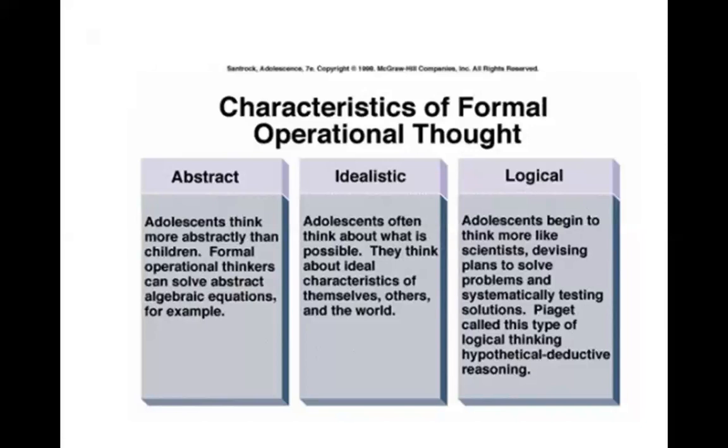Characteristics of formal operational thought: adolescents think more abstractly than children. Solving everything in an abstract way, like algebra and equations. Idealistic, meaning how we will understand other people, understand ourselves, understand the whole world. So what can be possible here during this stage the children can think? The children during this stage may be logical. They think like scientists. They devise plans to solve their problems systematically. They try to test the solutions. Of course, they try to understand all the things logically.